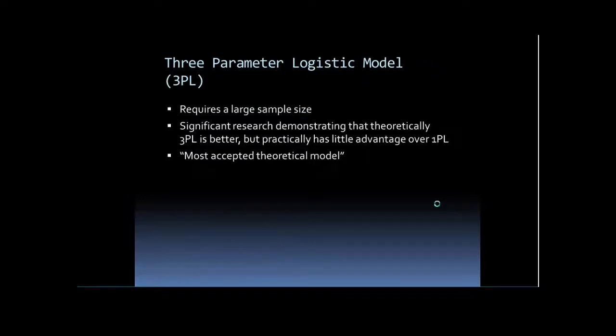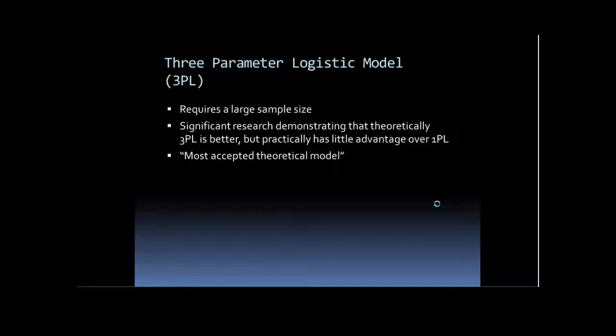So what about three parameter? It requires a large sample size, very often 1,000 or more participants. Theoretically, this is the best model. I don't think there's any question that if you know the item difficulty, you know its discrimination, you know its guessing, you know a lot about that item. It makes the most sense. I will tell you that in practice, it makes little advantage over the one-parameter models for many of the applications.